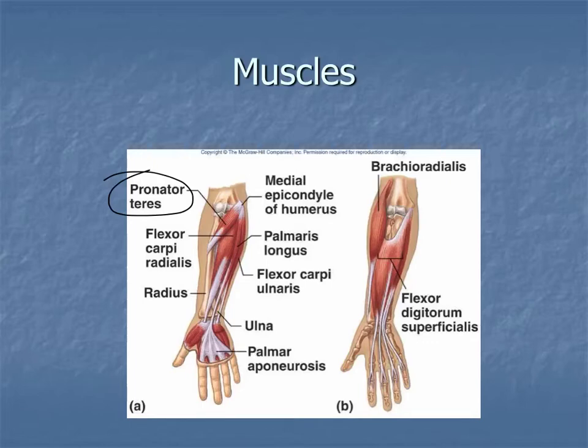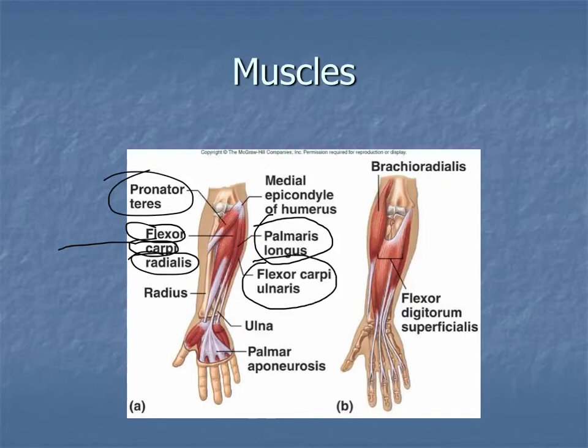We have the flexor carpi radialis, flexor meaning the muscle flexes the carpals, and it's closest to the radius, so they call it the radialis. We have the palmaris longus, which flexes the palm forward. And we also have the flexor carpi ulnaris, another muscle that flexes the carpals of the wrist. And it's on the ulnar side, so the medial side of the arm.